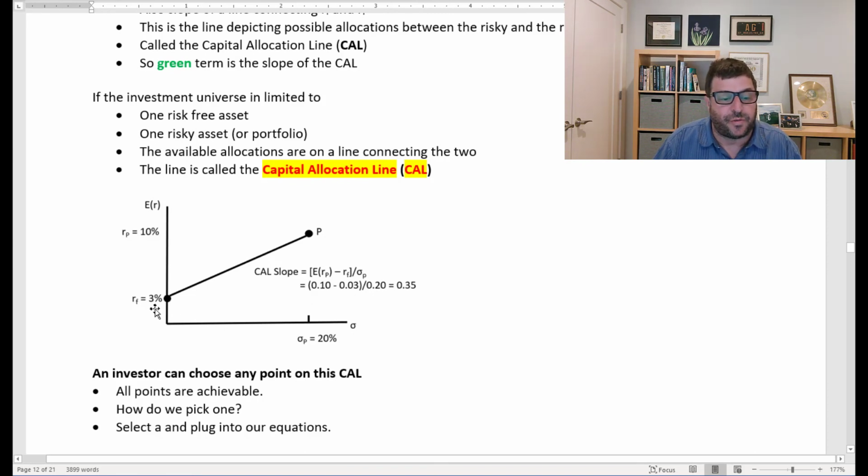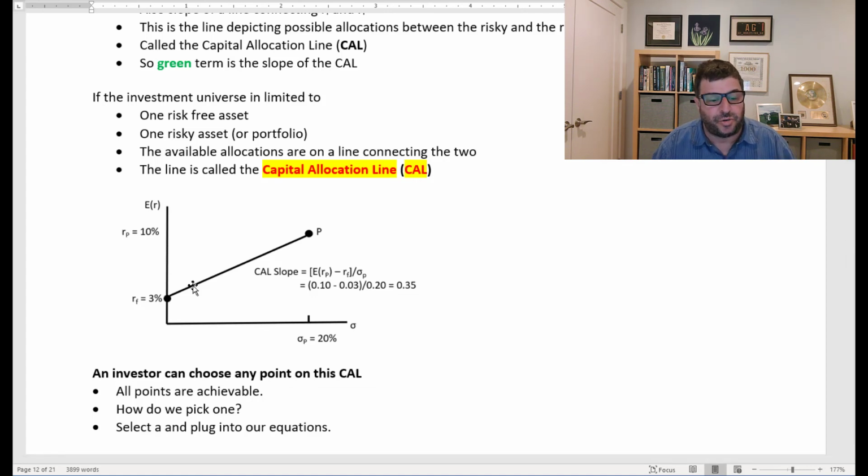I've assumed that the risk-free rate is 3%, that the return on the risky asset is 10%, and its risk is 20%. And I can see the slope of this line is 0.10 minus 0.03, that's the rise, divided by the run, which is 0.2, and I get 0.35. And the way to interpret that is that for any increase in risk of 1%, I'm going to earn 0.35% more in return. This is what is possible in my investments universe.